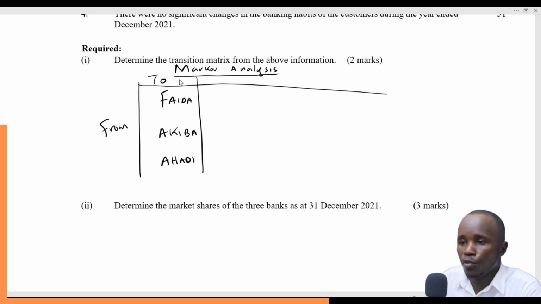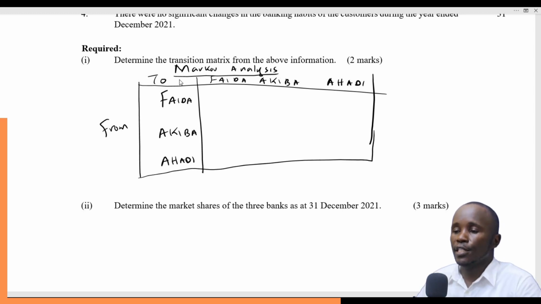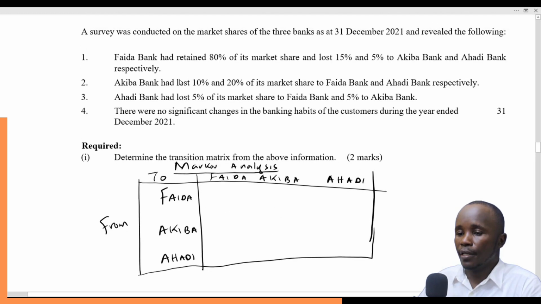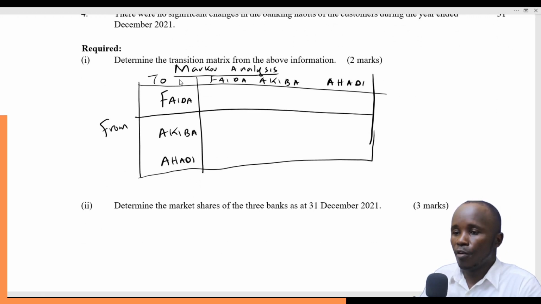Their customers are also moving from Faida to Faida. They are moving from Faida to Akiba, and they are also moving from Faida to Ahadi. This is the movement of these customers. Now we come up with the transition matrix. How are they moving? That is what the transition matrix is all about. How is the movement of these customers from one bank to another?